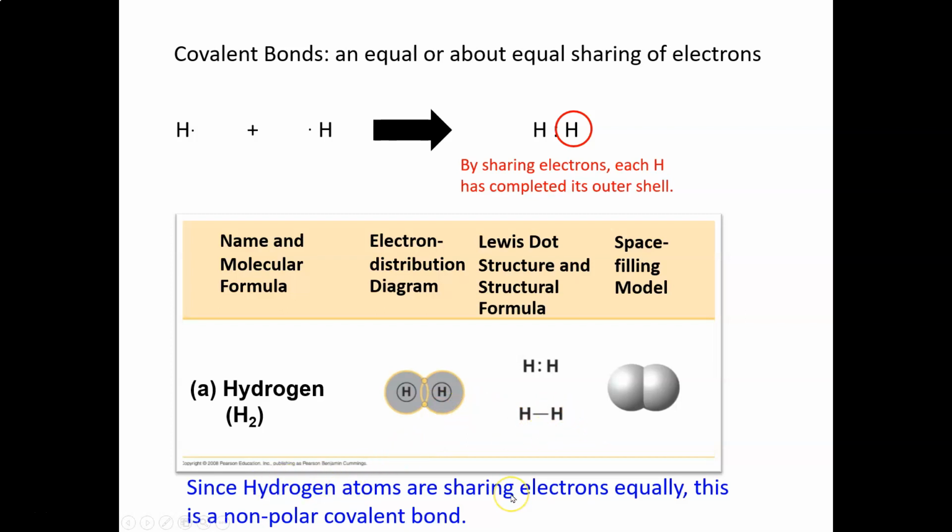Again, since hydrogen atoms are the same atoms, they're sharing electrons equally. And if you share the electron equally, it means you're just as likely to find an electron at one point of the molecule as another. And so, since there's no charge distribution, that's referred to as nonpolar. So see it down here, nonpolar covalent bond.